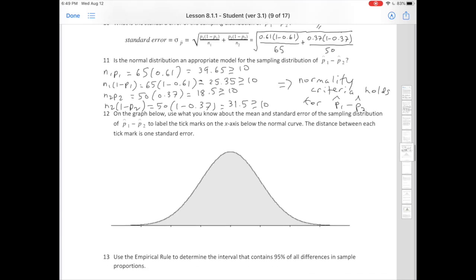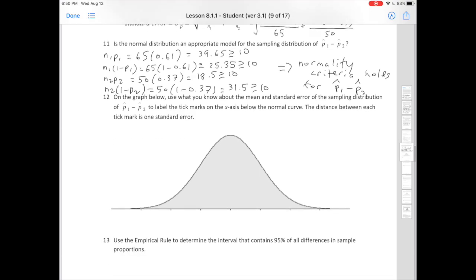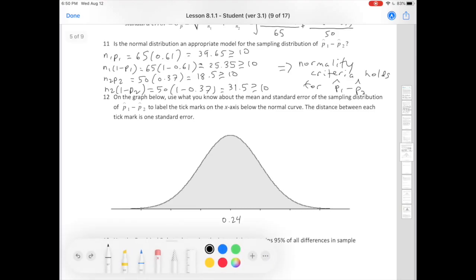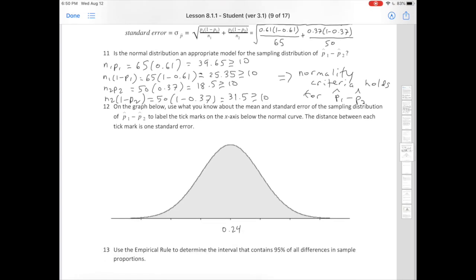Okay, so let's look at the next one. Number 12. On the graph below, use what you know about the mean and standard error of the sampling distribution of P1 hat minus P2 hat to label the tick marks on the x-axis below the normal curve. The distance between each tick mark is 1 standard error. So we're going to start by putting the mean, and remember the mean is 0.24. So I'm going to put that right here. And now, because the standard error is 0.091, I'm going to add 0.091 to this for each standard error.